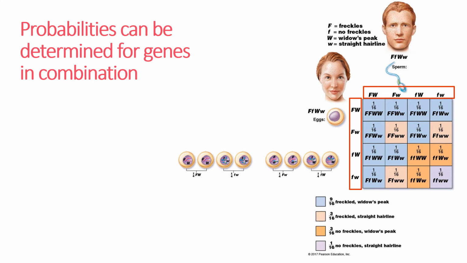1/4 of them freckle widow's peak, 1/4 of them freckle straight hairline, 1/4 of them no freckle widow's peak, and 1/4 of them no freckle straight hairline. The Punnett square has 16 different mini squares in it, and each of those 16 squares tells us the genotype of the predicted offspring. Knowing the dominance and recessive nature of each of these 2 traits, we can predict what their offspring would look like.